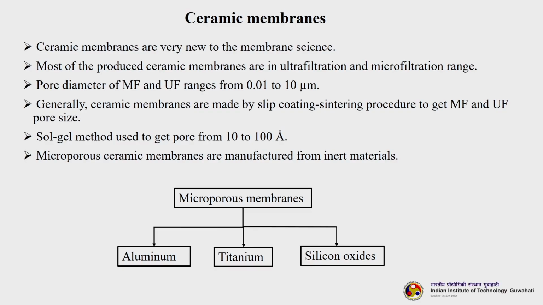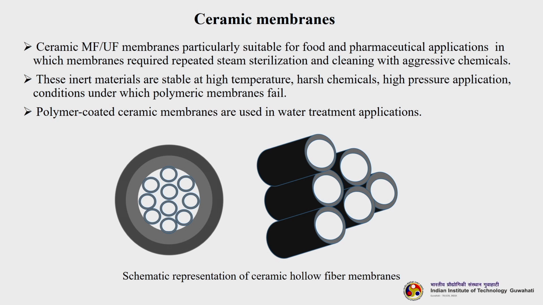So, we can have aluminum based ceramic membranes, either titanium based or silicon oxide based. Ceramic microfiltration and ultrafiltration membranes are particularly suitable for food and pharmaceutical applications, in which membranes require repeated steam sterilization and cleaning with aggressive chemicals, because they are for human consumption anyway. So, you have to be very careful about the sterilization processes, which is basically done using autoclaves.